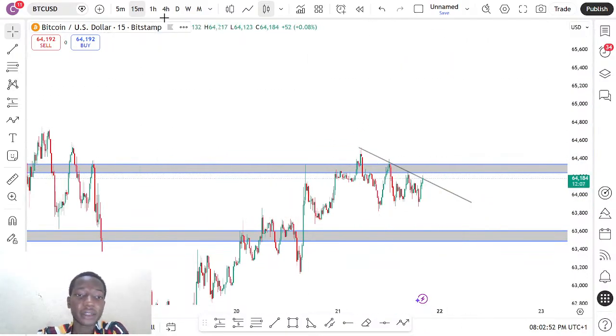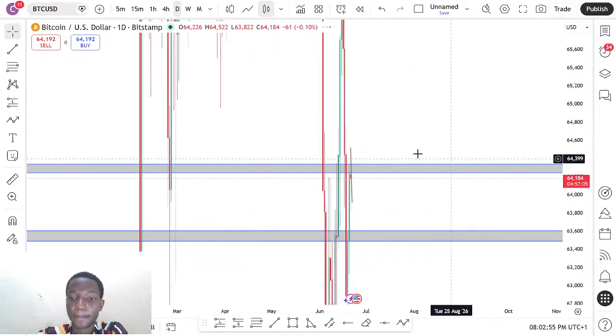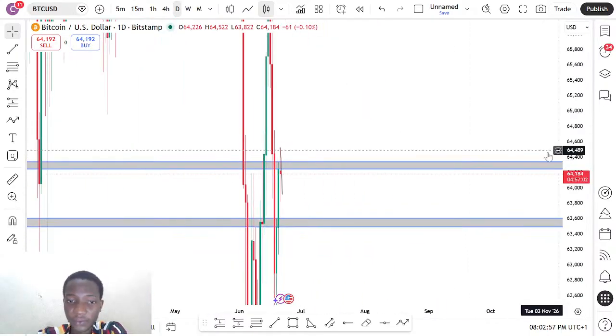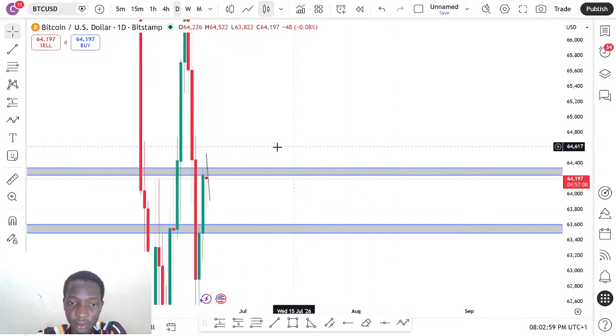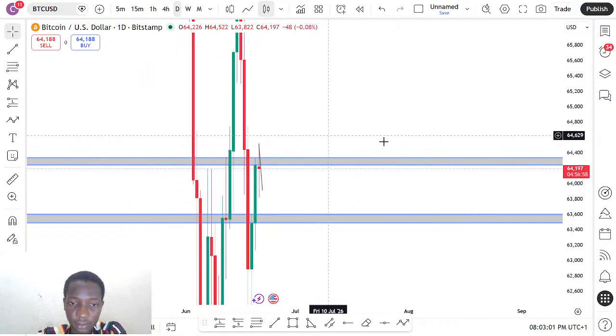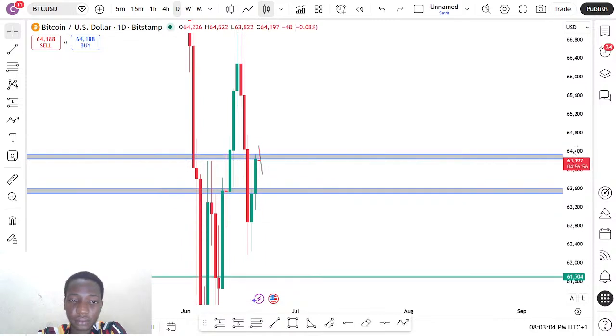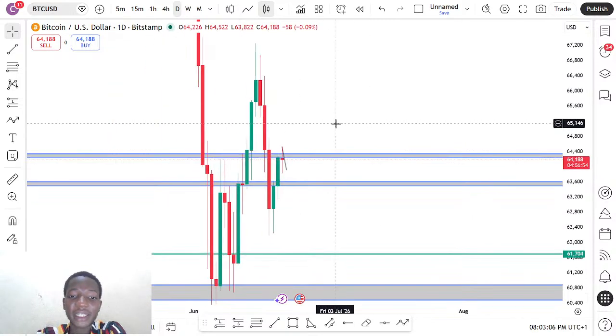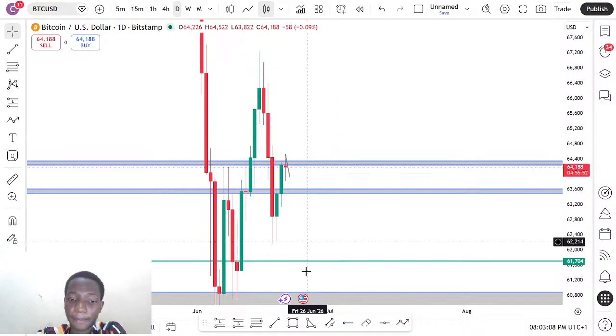I'm waiting for a break and close. Once the market breaks and closes the level, then I'm taking that buy.